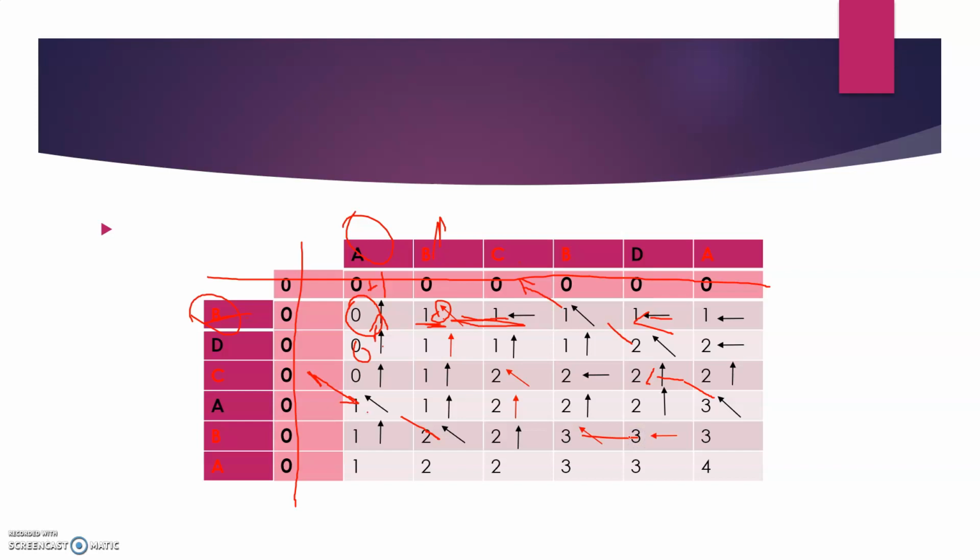And next one is A with B, no match, taking from the top value. Then A with A match, here the diagonal element is 0, so it is going to be 0 plus 1, 1. Next one, A with B, no match, taking from the previous value, that is 2. A with C, no match, taking from the previous value 2. Then A with B, no match, previous value 3. A with D, no match, previous value 3. Then A with A is a match, so taking the diagonal element, the value will be 4. So 3 plus 1, that is going to be 4.